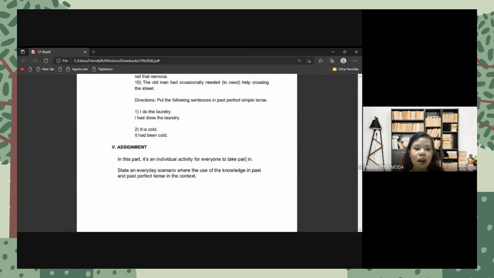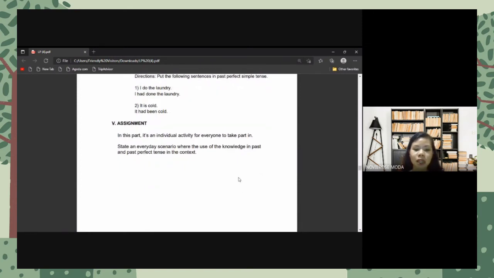In our assignment, this part is an individual activity for everyone to take part in. The students state an everyday scenario where the knowledge of past and past perfect tense is used in context.